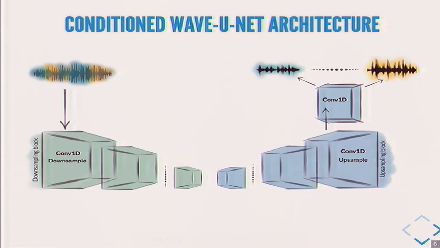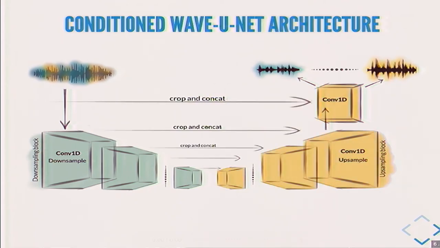Originally, it was all working on the spectrogram-based domain in 2016. Then later on, in 2017, people proposed to use the U-Net architecture with skip connections between encoder and decoder, and therefore you can modulate the decoder with the respective activation of the encoder. And later on, in 2018, the Wave-U-Net architecture was proposed, which works on the waveform domain with 1D convolutions.